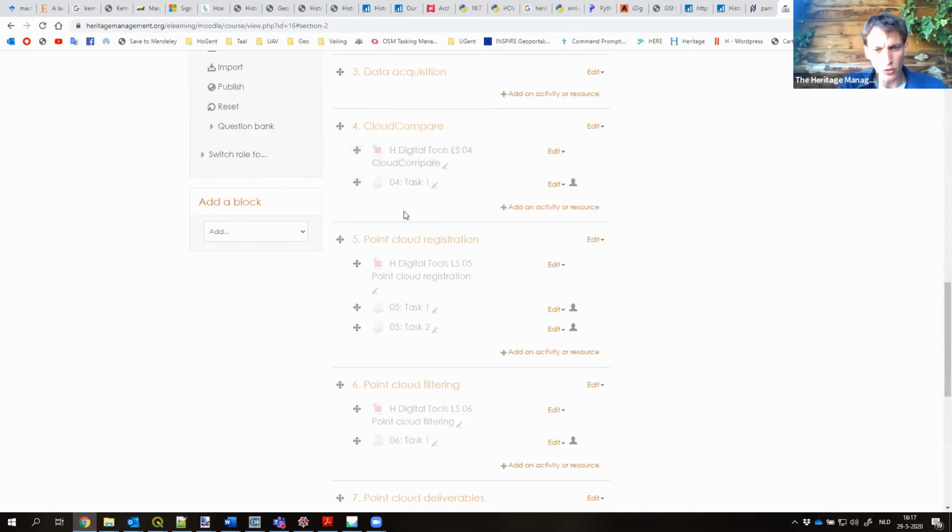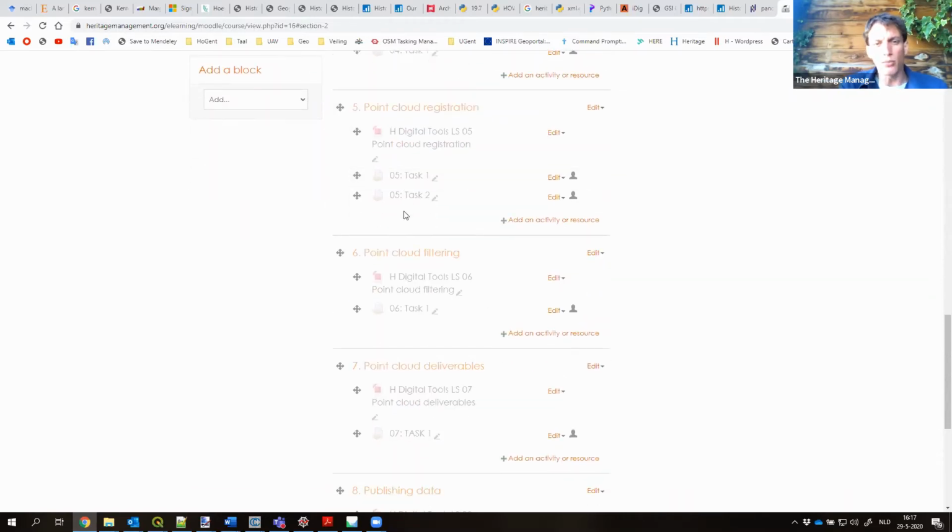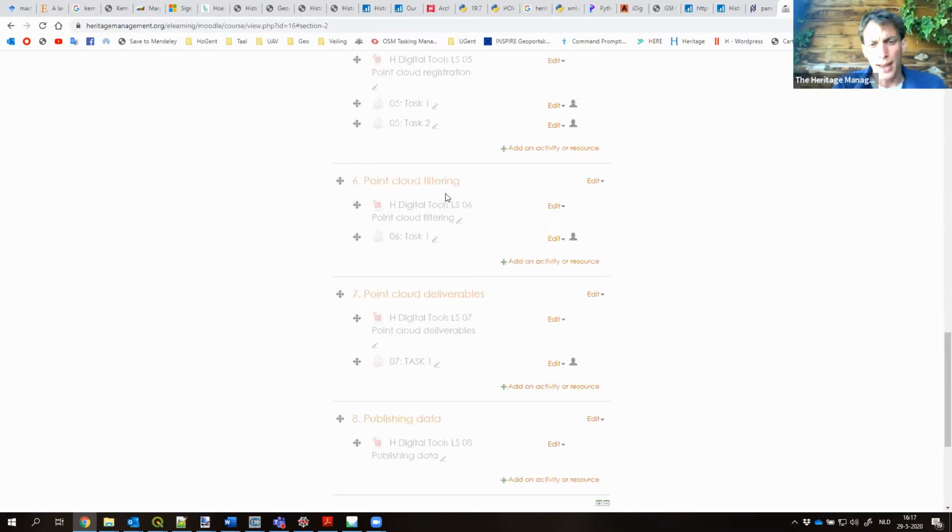And then using Cloud Compare, we will focus a little bit more on point cloud registration. So if you have multiple scans taken from your environment, how to make these point clouds into one massive, spatially coherent, unified point cloud. So we will have a discussion about that, and I also prepared some tasks for you.